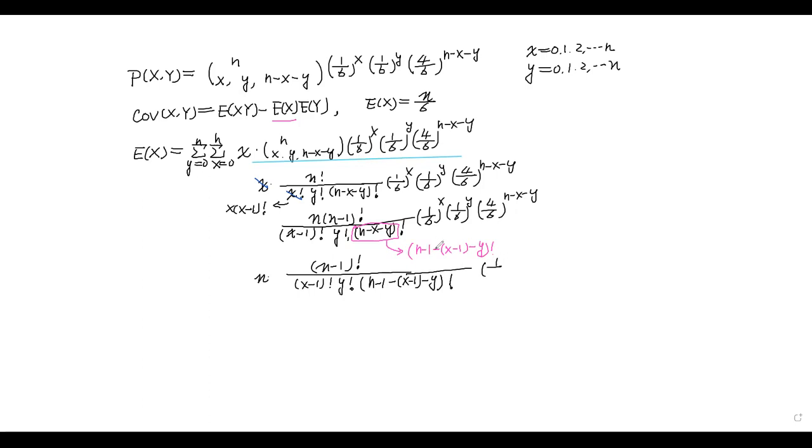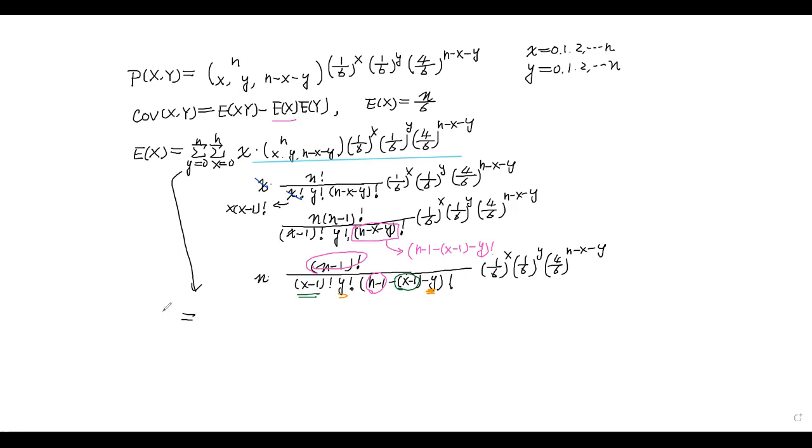Then in here, this is 1 over 6. See here, the negative 1 minus x, and then positive, so it cancels. I did not change anything. So it's 1 over 6 to the x, 1 over 6 to the y, then this is 4 over 6 to the n minus x minus y. Now take a look: n minus 1 is here, x minus 1 is here, and y is here.